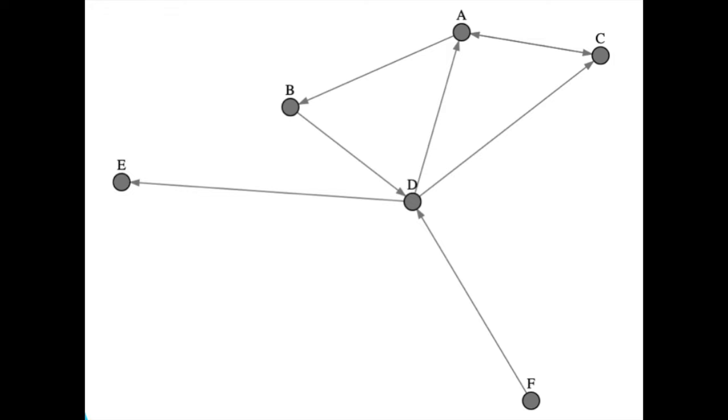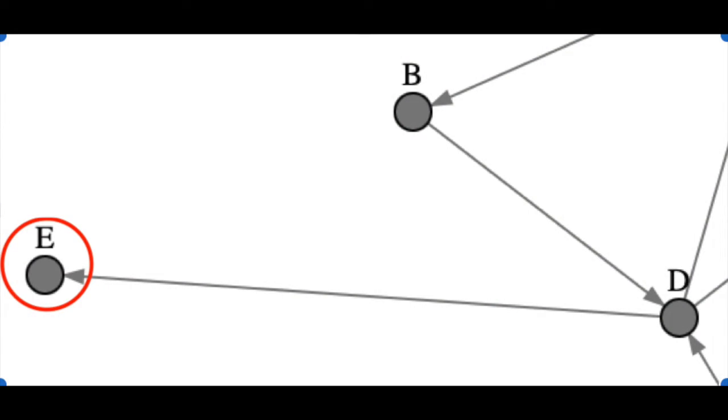And in this graph, we have 2 peculiar nodes. One is a pure source node, and that's F. But then we also have E, and E is a dangling node. And what do we mean by that? That is that there are no outbound links from this node. So that's simply what a dangling node is.